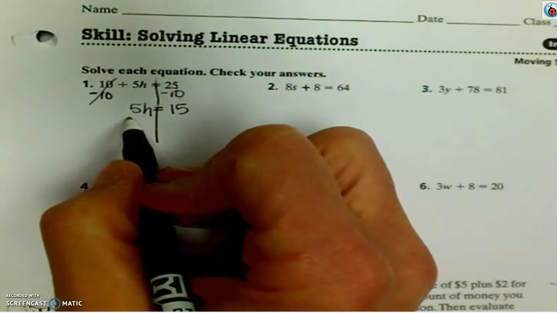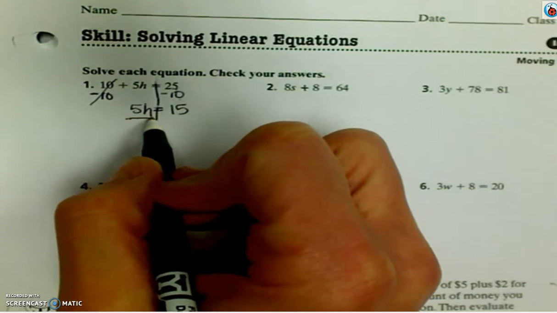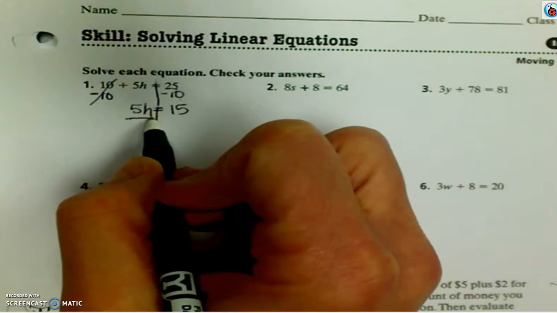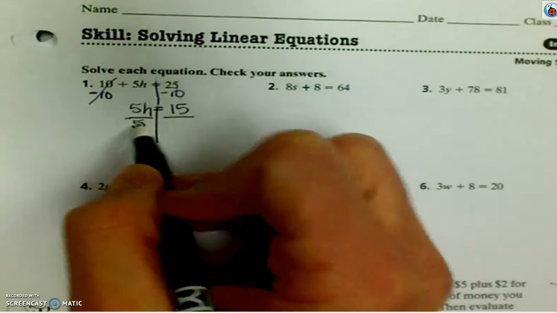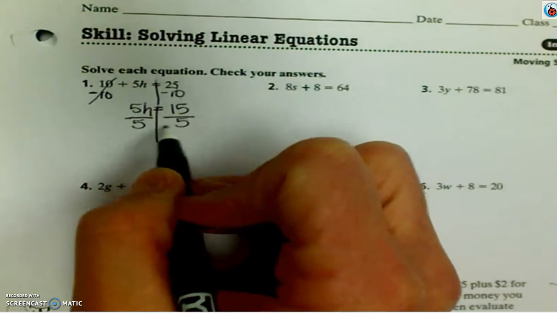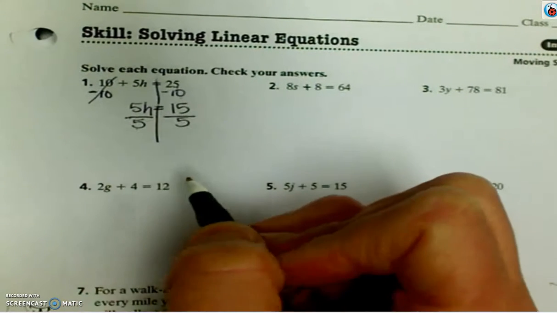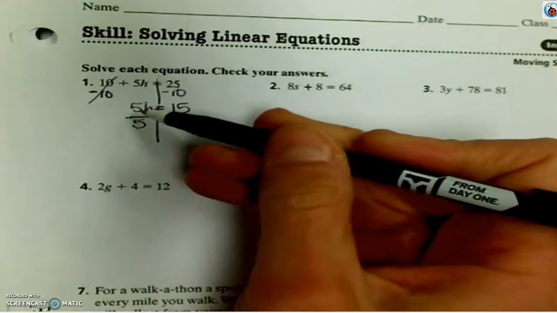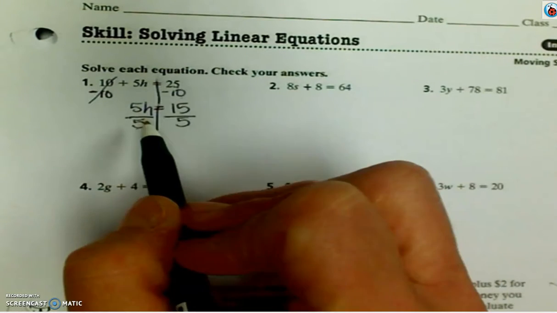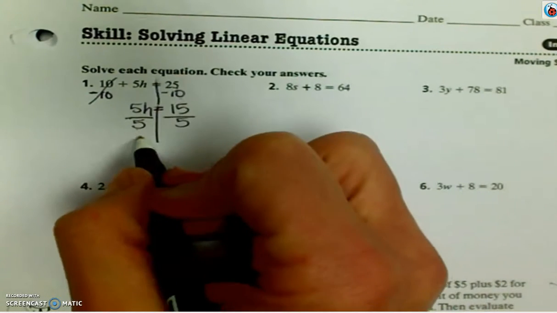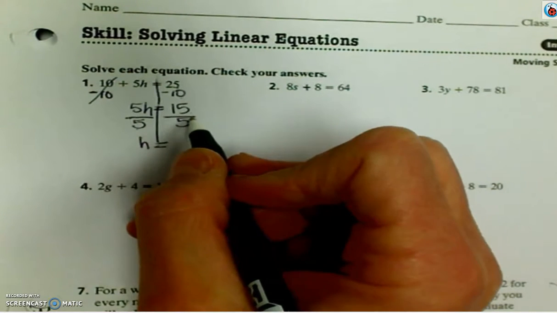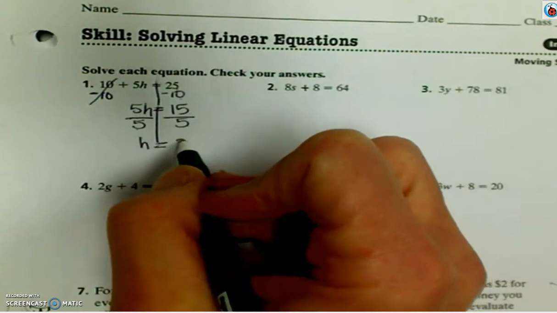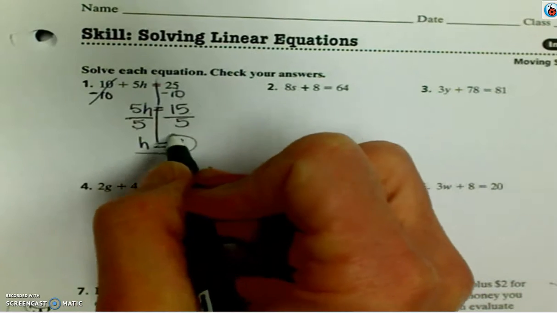I'm going to do the opposite to solve. The opposite of multiply is to divide. So I'm going to divide by this 5 and divide by 5 over here. I divide by the same number on both sides to maintain equality. 5h divided by 5 gives me just 1h. So now I have h by itself equals, and 15 divided by 5 is 3. So now I think h equals 3.